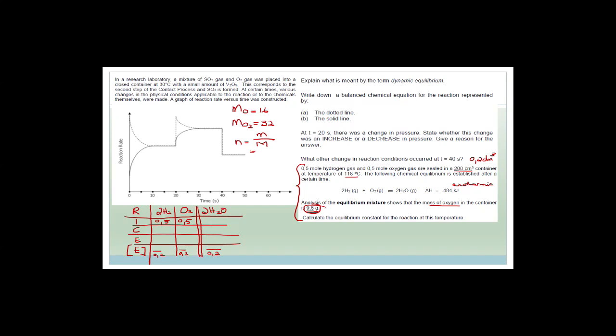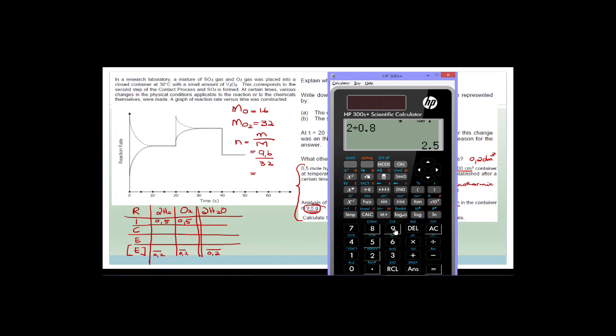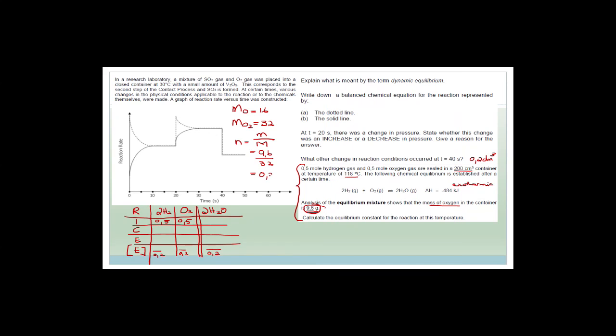So the mass that we're given is 9.6 over the molar mass of 32. So then we've got 9.6 divided by 32 equals 3 over 10, which is 0.3. So at equilibrium, we have 0.3 moles of oxygen left over in the container.